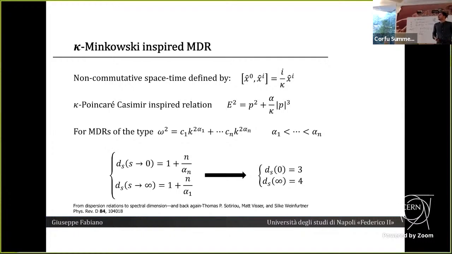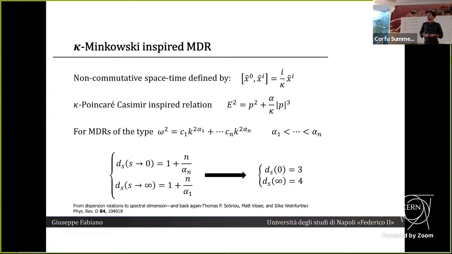And studies of the spectral dimension have shown that if one considers a modified dispersion relation with increasing powers of k, so alpha_1 to alpha_n are increasing exponents, one obtains the asymptotic behaviors that are shown at the bottom of the slide. For these asymptotic behaviors, I wanted to discuss with you the meaning of the evolution parameter s going to 0 and the evolution parameter s going to infinity.